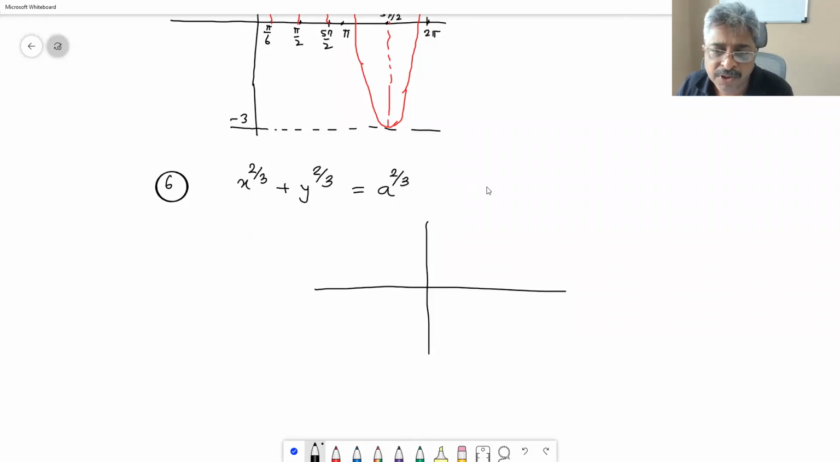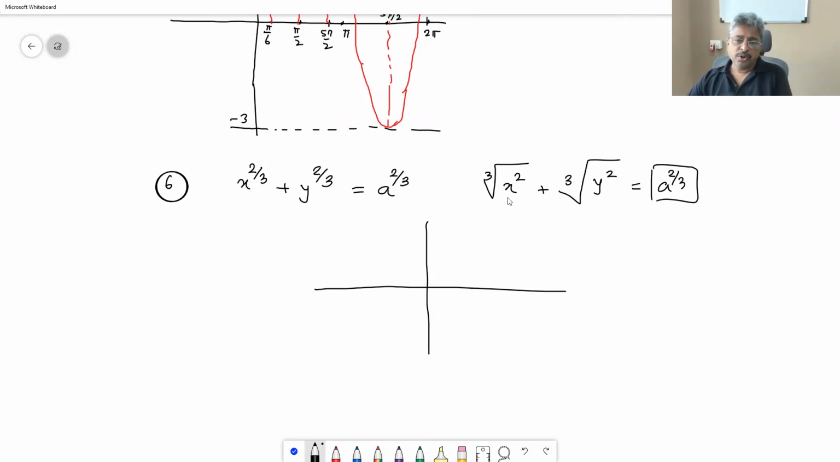Now you can write this function as cube root of x square plus cube root of y square is equal to constant a raised to 2 by 3. This is constant. So if I put x is equal to 0, then what will be the value of the function? Plus or minus a. 0 comma a, 0 comma minus a. These points are there on the curve. If I put y is equal to 0, plus or minus a, these are the points which are on the curve. a comma 0, opposite of a comma 0.